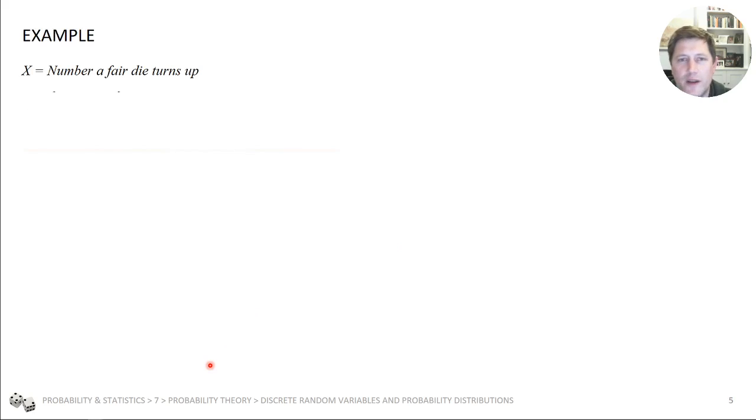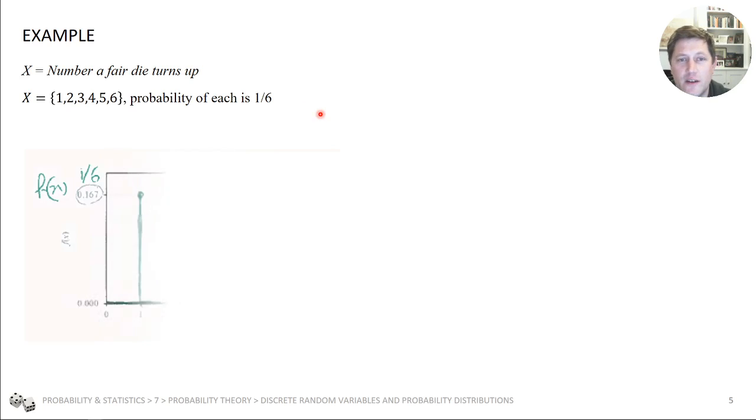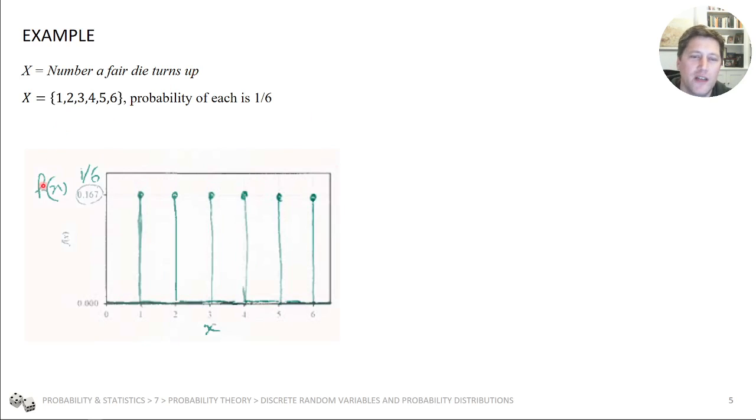So we'll illustrate what that means in practice. The outcome is the number that a fair die turns up. So x can be either 1, 2, 3, 4, 5 or 6, and the probability of each is 1/6. So we can write our discrete probability distribution f(x) like this.